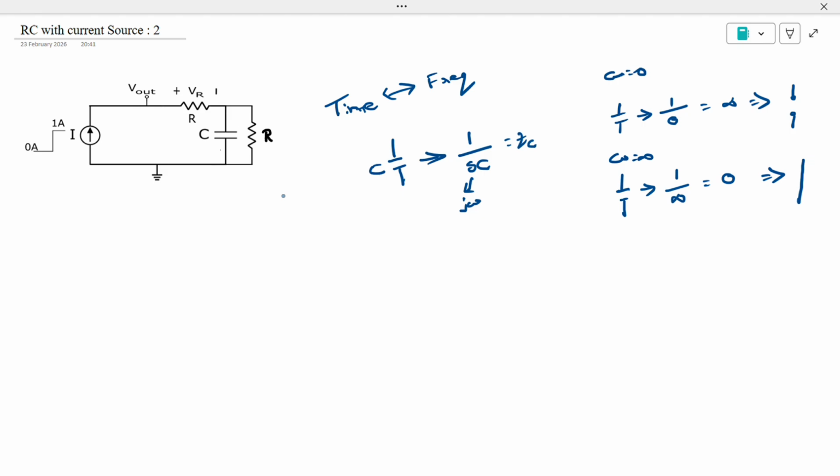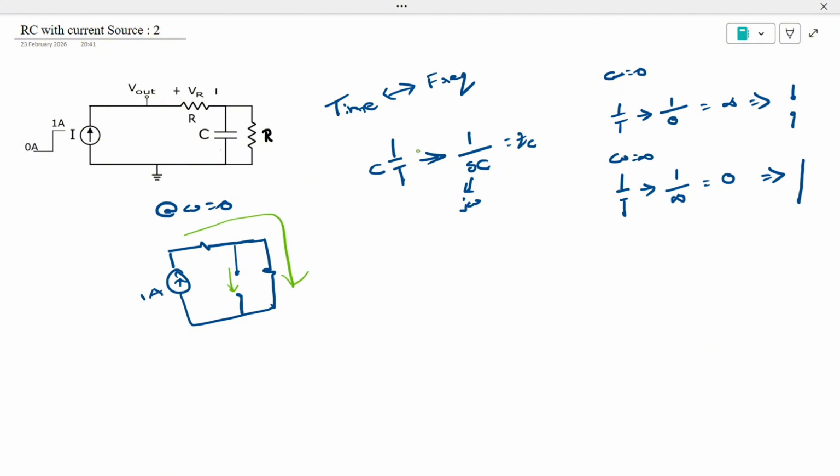Let's do the same thing with the circuit. Circuit at omega is equal to 0. How it will be here? So we have resistor and the capacitor will act as, for 0 frequency, an open circuit. Everything else will be the same. So this 1 ampere current will flow in this path. Here it will be 0 amperes. 1 ampere will go in this way. That's a good thing.